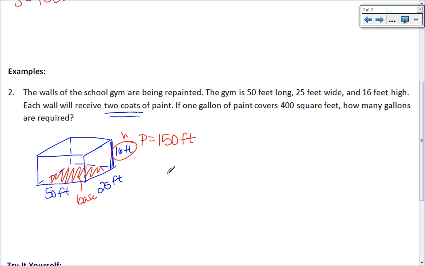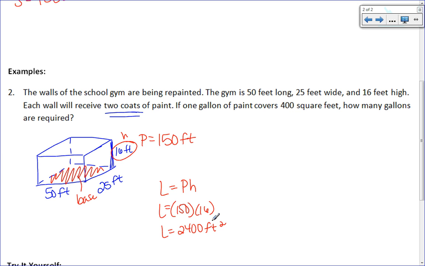Okay, so let's go ahead and find the lateral area. So our formula is L equals PH. We know that P is 150. And H is 16. And then when we multiply 150 times 16, we get 2,400 square feet.